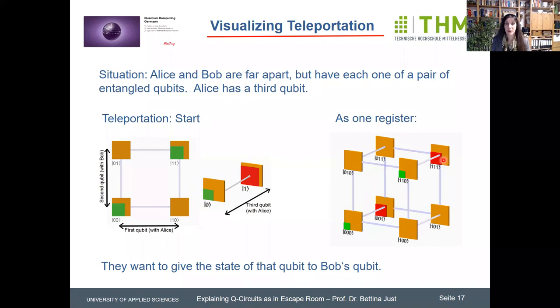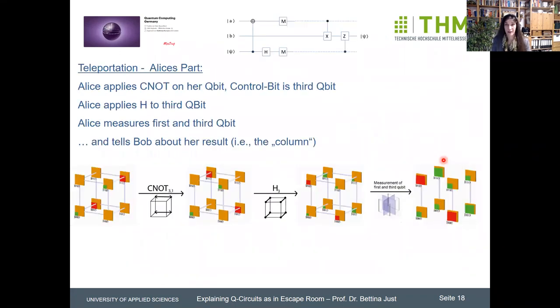How does it work? Let's look at it closely. What happens? We are starting with this situation. Now Alice, I, apply a CNOT on my qubit, and the control bit is the third qubit. CNOT on my qubit, control bit is the third qubit, which means the whole situation is interchanged along these two arrows. This goes here, nothing goes there, nothing goes there, this goes here. This is what CNOT does.